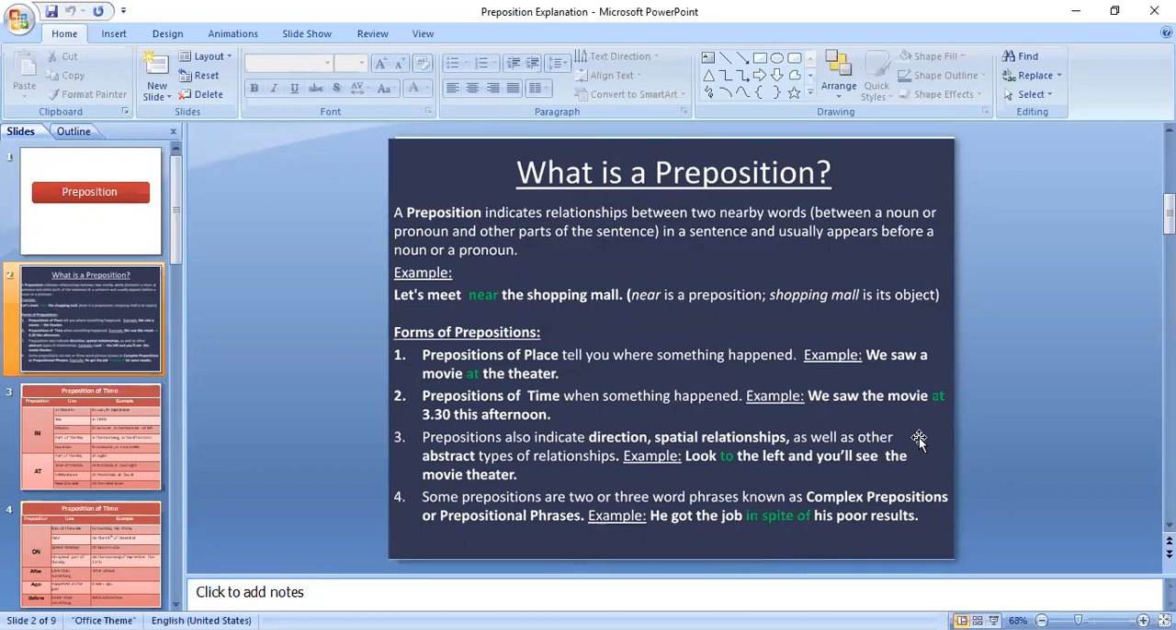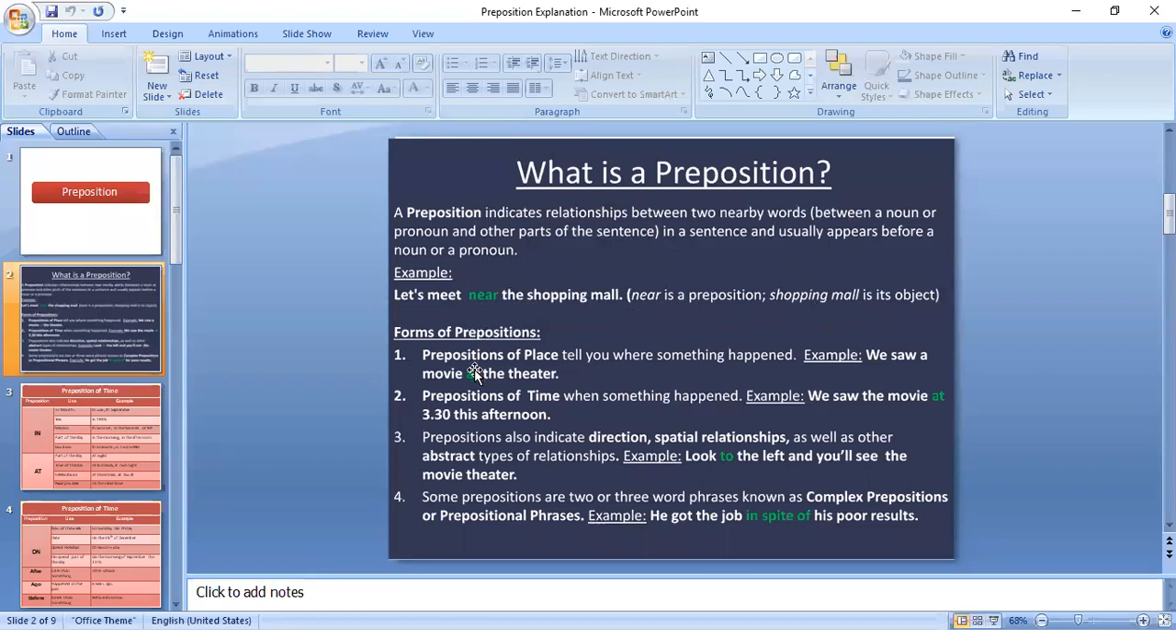So those who have joined, once again, I am repeating, a preposition is a word that indicates the relation between two nearby words. It may be a noun or a pronoun or any word in the sentence, and most of the time it appears before a noun or pronoun. For example, let's meet near the shopping mall. Near is the preposition. It tells us about the object, shopping mall.